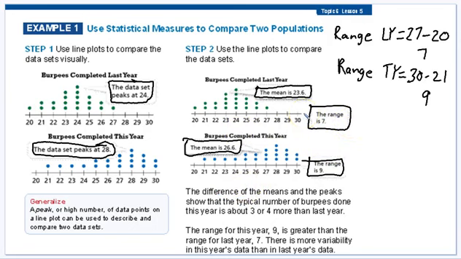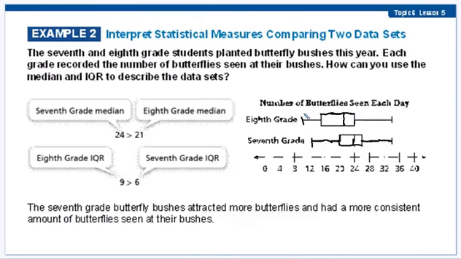Okay, let's move on to example 2. Example 2, interpret statistical measures comparing two data sets. The 7th and 8th grade students planted butterfly bushes this year. Each grade recorded the number of butterflies seen at their bushes. How can you use the median and IQR to describe the data sets?